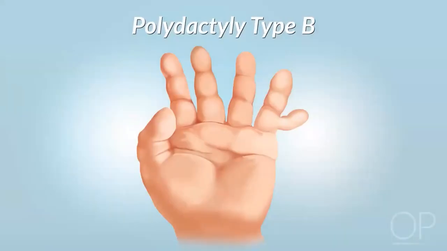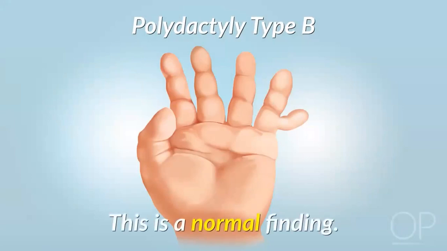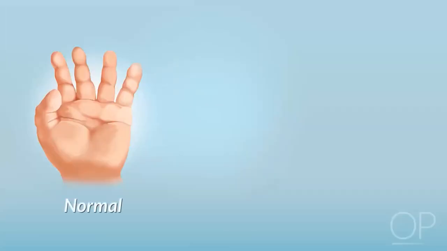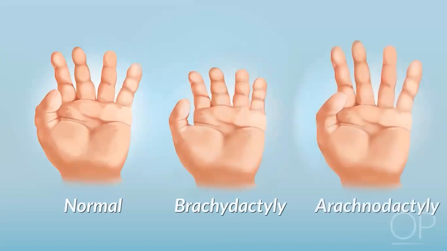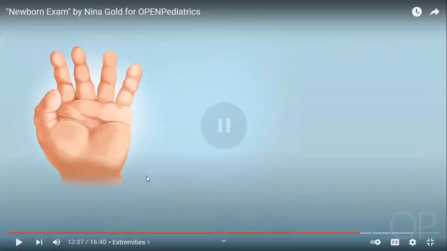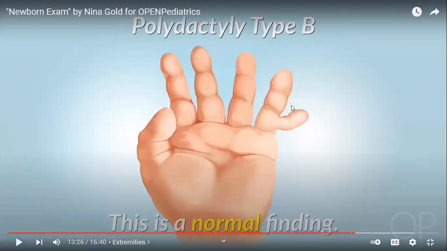Many infants have a small nubbin of skin attached to the exterior of the fifth finger. This is a normal finding and may have been inherited. What about the length of the digits? Do the fingers appear short, called brachydactyly, or long, called arachnodactyly? So you see here, some people or babies have an extra finger.